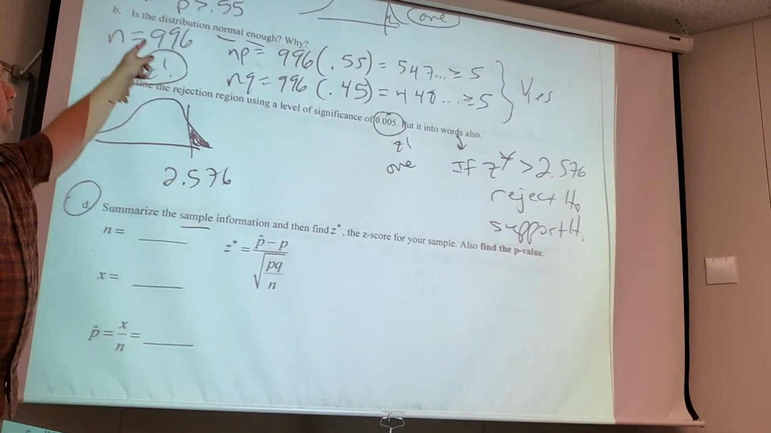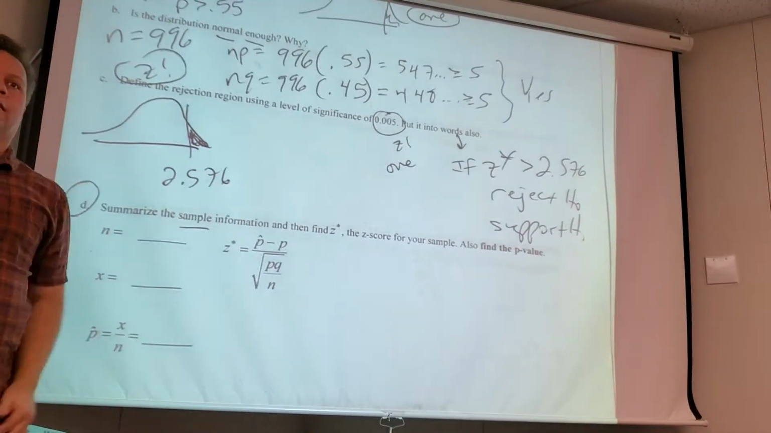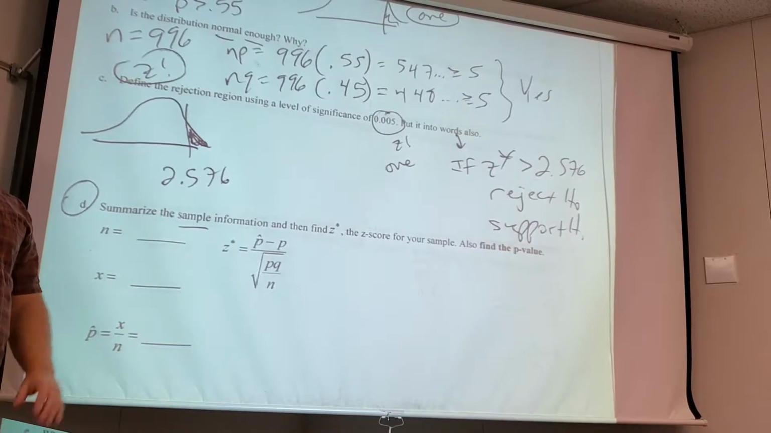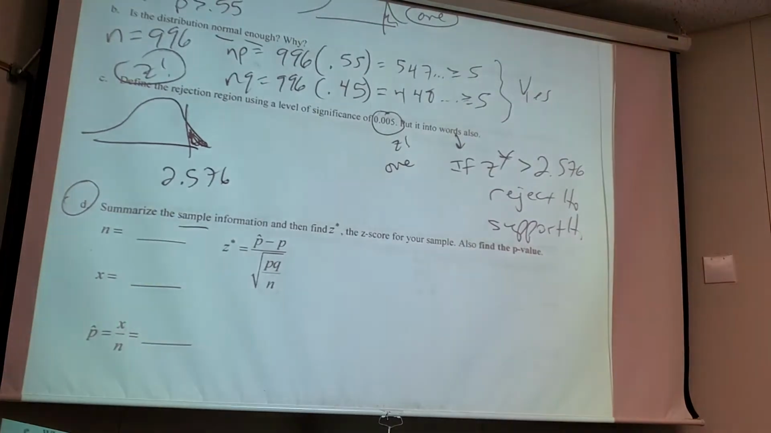And if I reject the null, that means what do I do to the alternative? I must support that guy. Notice I don't use the word prove. I don't use the word accept. Support is what evidence does. Evidence doesn't prove something.